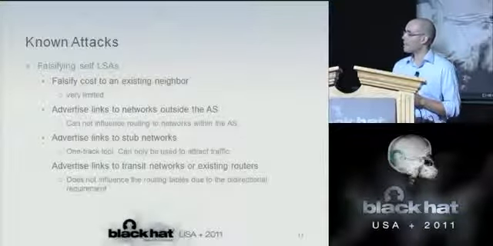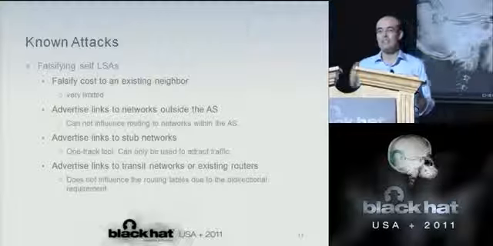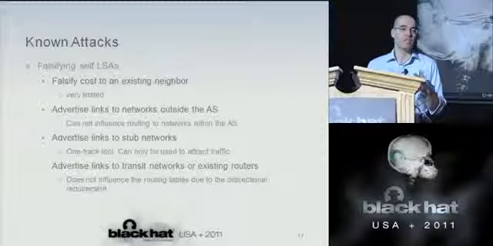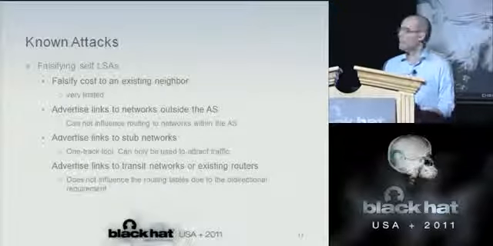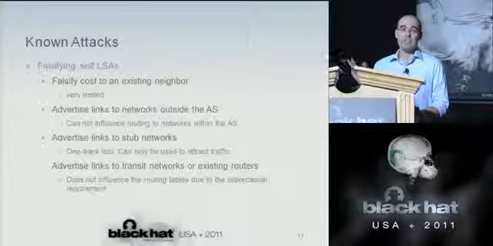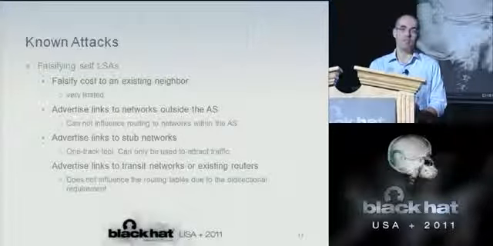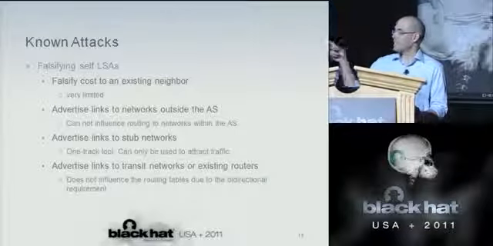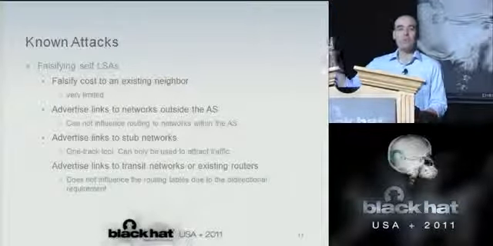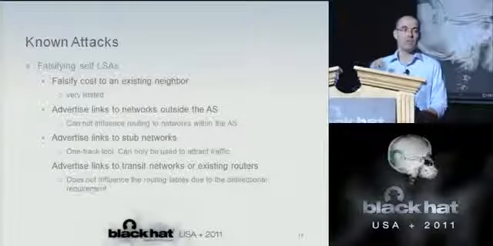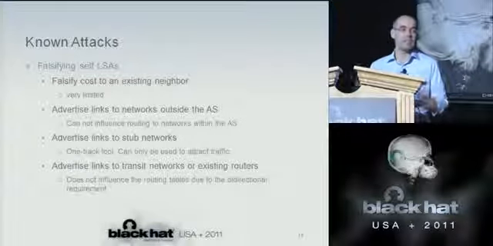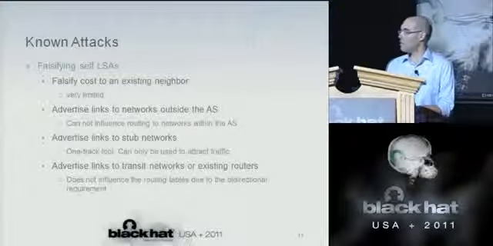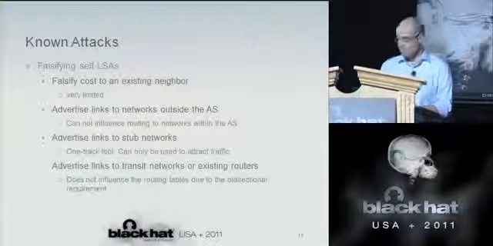Another variant of the attack is to advertise non-existing links to transit networks or existing routers. A transit network is a non-stub network, meaning more than one router is connected to it. This variant of the attack doesn't even influence the routing tables because of the bidirectional requirement. The existing router or the designated router of the transit network will never advertise a link back to the attacker. So actually, the requirement is not met, and the routing table calculation is not influenced whatsoever.